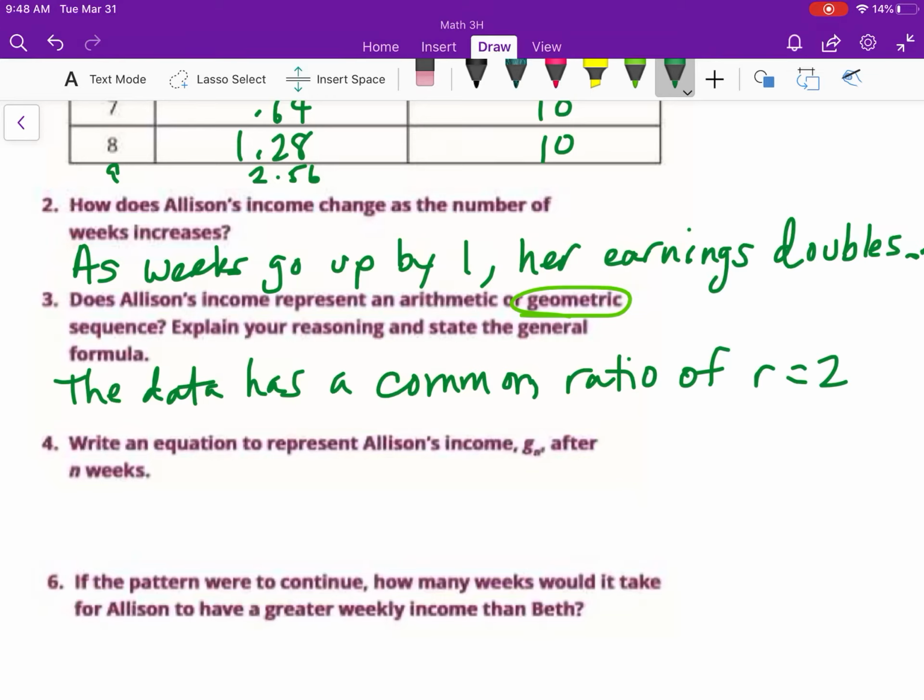Okay? Then it says, write an equation to represent Allison's income G sub n after n weeks. Well, we've got our G sub n equals G sub 1. Well, if you go back, that was a penny.